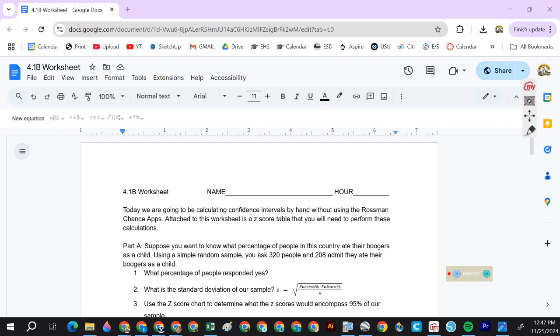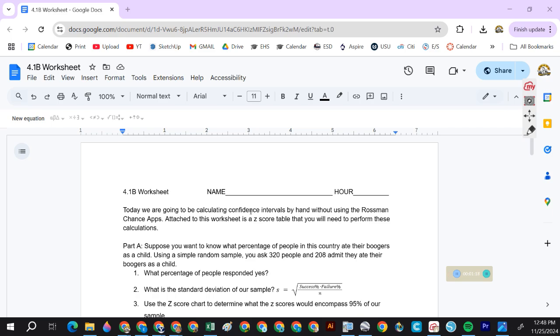So up until now, which means the last worksheet, we used the Rossmann chance applications to calculate our confidence intervals. And some of you realized that there's actually a button, and you just click confidence interval, and it spits out the answers for you with very, very little work. So I'm going to show you how to do the confidence intervals by hand. They're actually super easy, and it's going to make a ton of sense. So tear off the back page, and once again, I don't have answers for this because I wrote it today, but this table is a normal curve z-score area table.